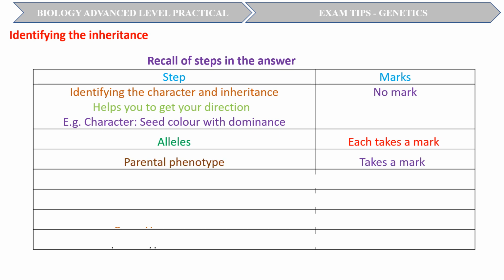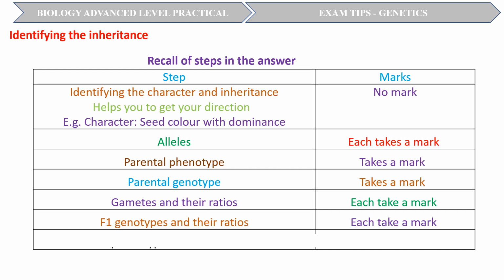Next, state the parental phenotypes. This step takes a mark. Then the parental genotypes, which also takes a mark. From the genotypes, separate the alleles or permute them to form gametes and state their ratios. Gametes take a mark and ratios take another mark.